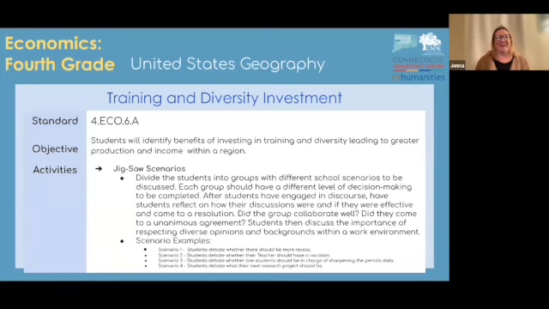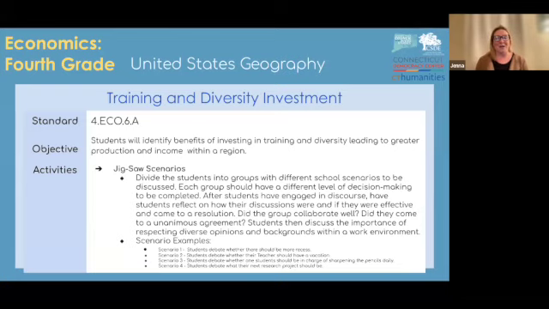And in this situation, it's fun to get the class discoursing, engaging in that dialogue where you're giving them different situations, and then the students are having to figure out, well, how are we working together to come to a unanimous conclusion, right? So for this one, you're going to divide the students into groups with different school scenarios to be discussed. Each group should have a different level of decision making to be completed.